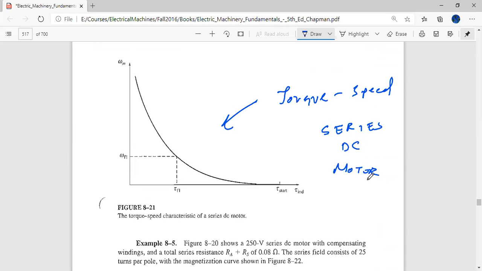And now you can see it is unlike the shunt and the separately excited motors, which had slightly drooping characteristics. This is a curve in which the RPM decreases very, very sharply as the torque is increased, or as the mechanical load is increased, because torque is directly proportional to the mechanical load. The higher the mechanical load driven by the machine, the more torque it will require.